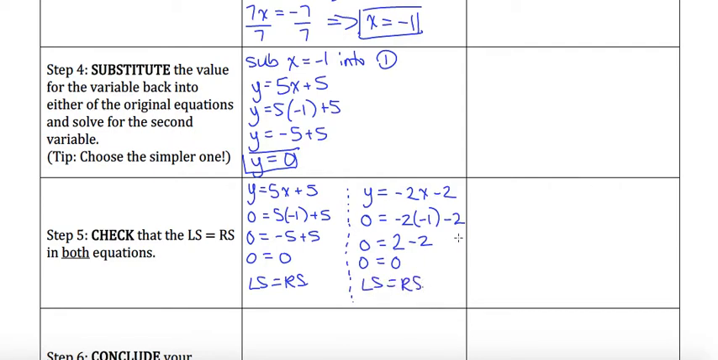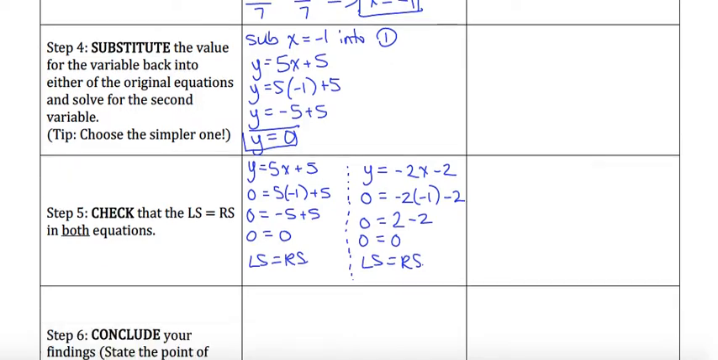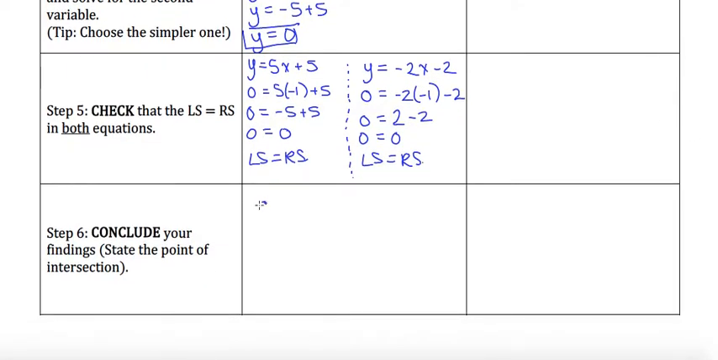So isolate, substitute, solve, substitute, check, and our last step is conclude. So now we can say with certainty, therefore the point of intersection is -1, 0. So isolate, substitute, solve, substitute, check, conclude. So let's do those same steps for example 2.